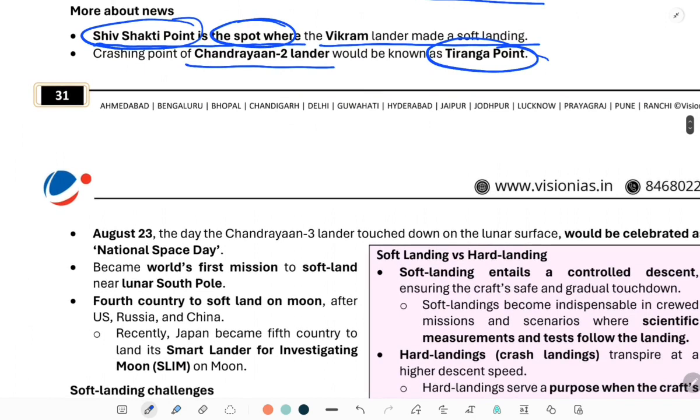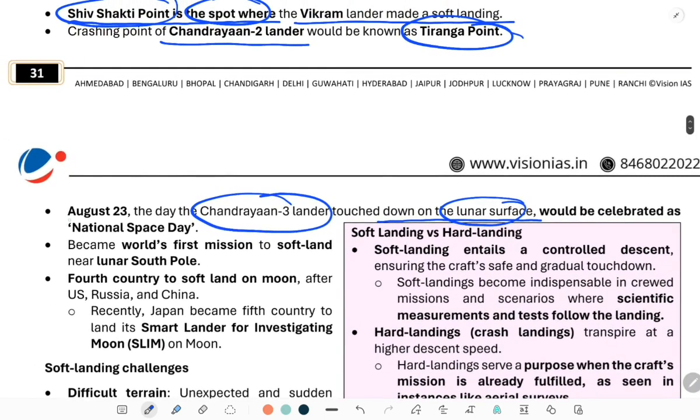August 23, the day the Vikram lander touched down on the lunar surface, is celebrated as National Space Day.